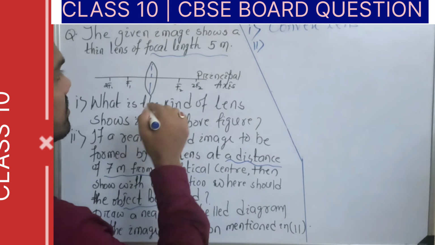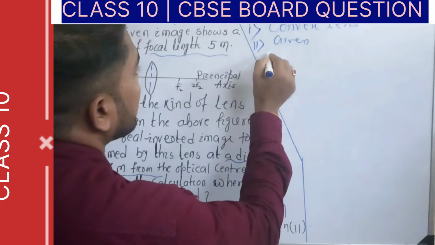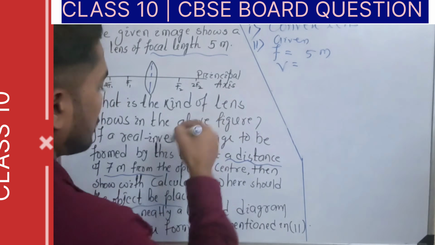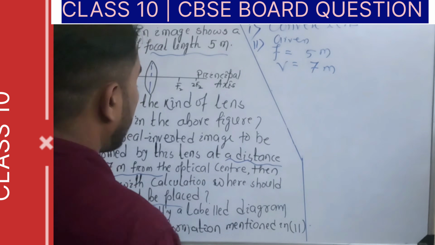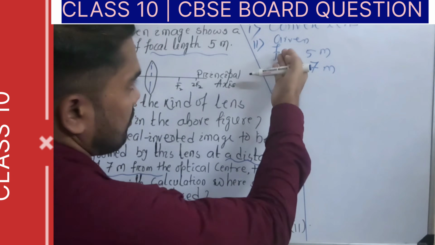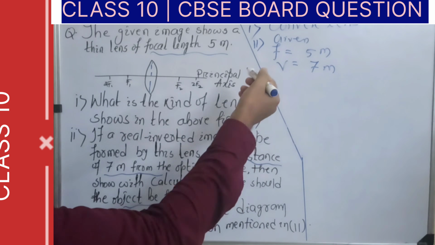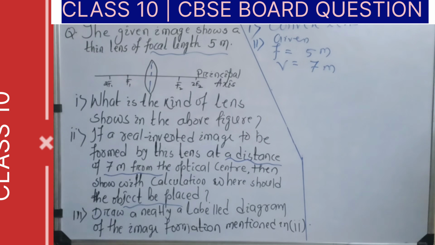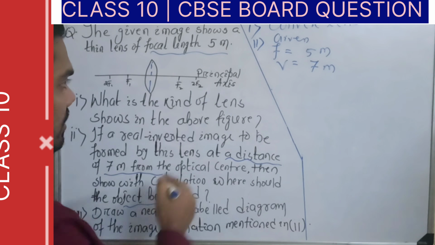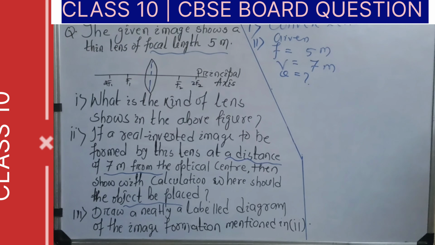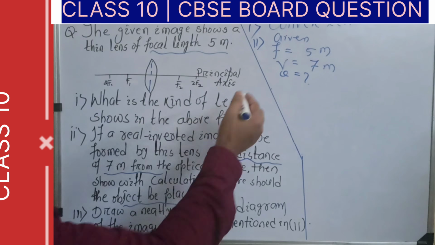As it is a convex lens, students, first see what is given: the focal length f is equal to 5 meter and the image distance v is equal to 7 meter, right? As it is a convex lens, its focal length will be positive, and it is forming a real and inverted image. So the image distance here is plus 7 meter, and we have to find out the object distance.